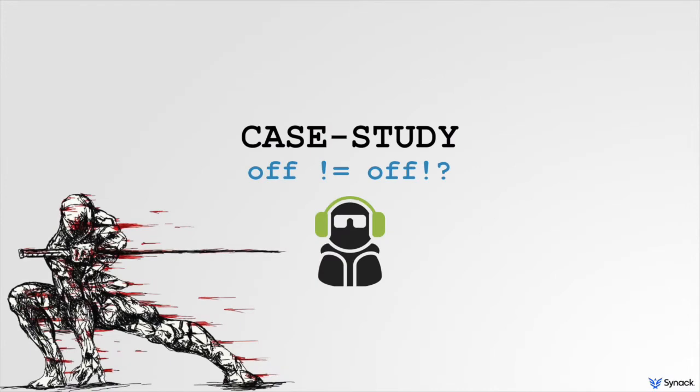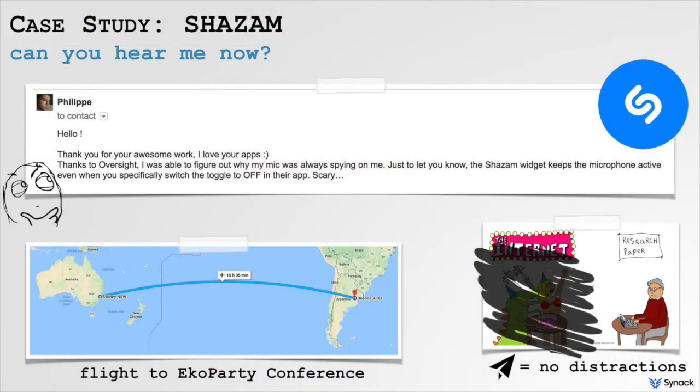All right, so since we have some time, I want to now talk about a rather interesting case study where OverSight revealed some rather interesting behavior in a widespread application. So it all started with an email. One of my users pinged me and said, thanks for OverSight. I was able to figure out why my mic was always spying on me. Just to let you know, the Shazam widget keeps the microphone active even when you specifically switch the toggle to off in their app. Scary. So that was interesting, kind of piqued my interest.